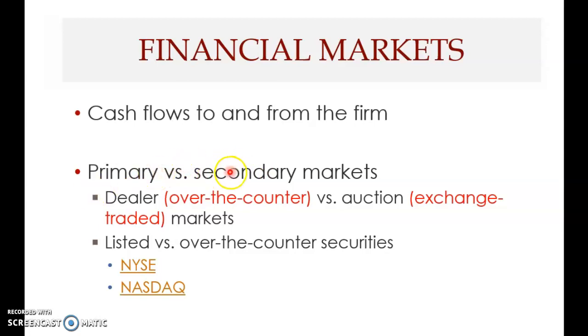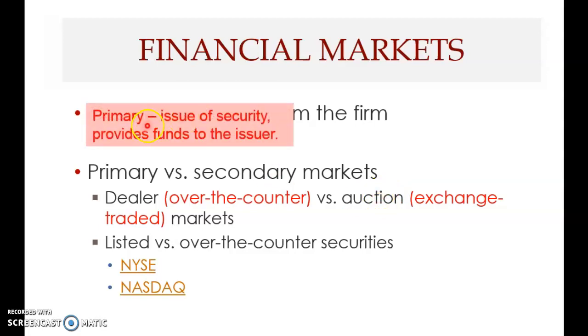Primary and secondary. But what's the difference between dealer and auction markets? Dealer and auction markets are secondary markets. Secondary markets can be divided into two types: one is called dealer, the other is called auction. So we can divide financial markets into various categories. First is primary or secondary, and if it is secondary, we can divide this into either dealer or auction markets. Okay, let's look at what is primary.